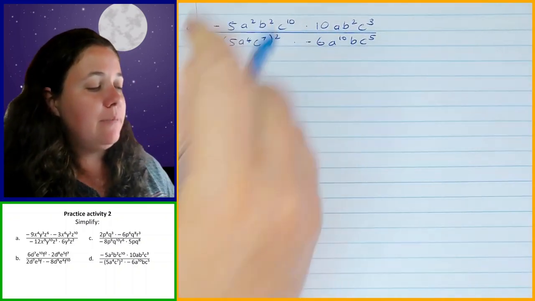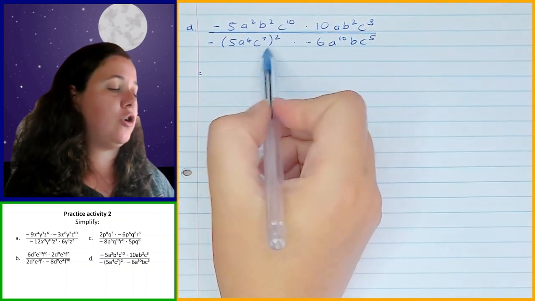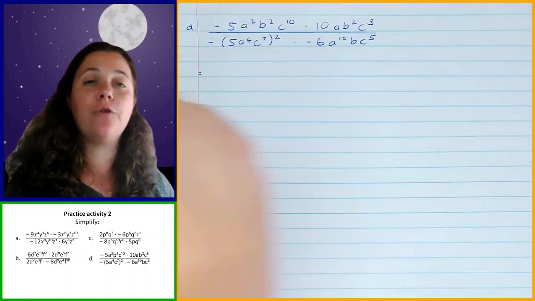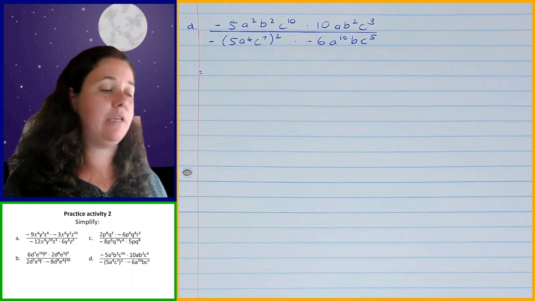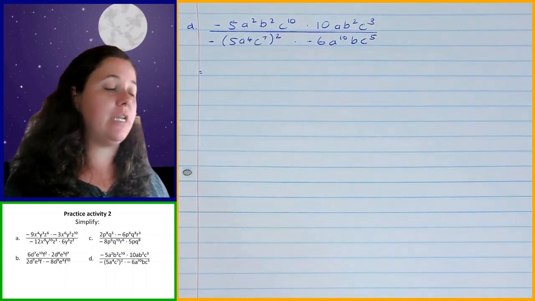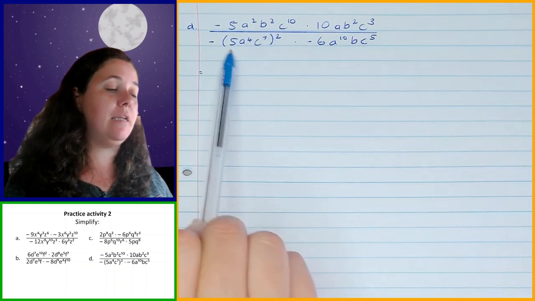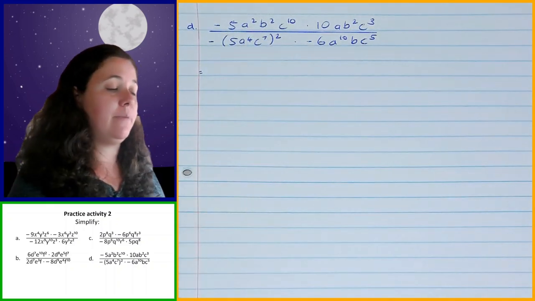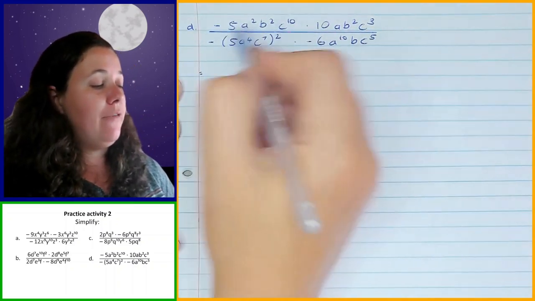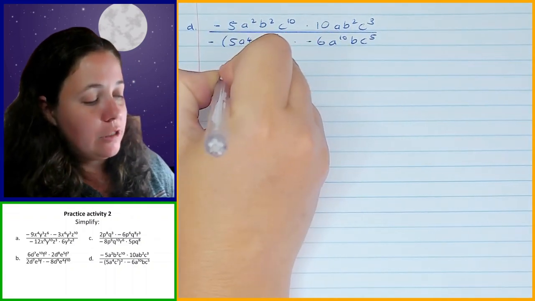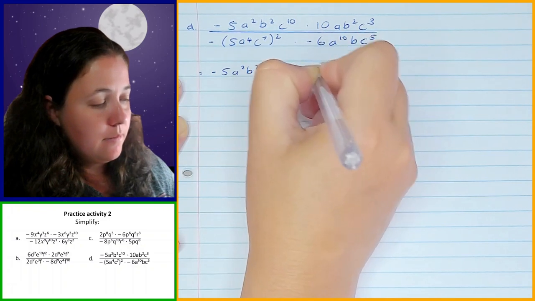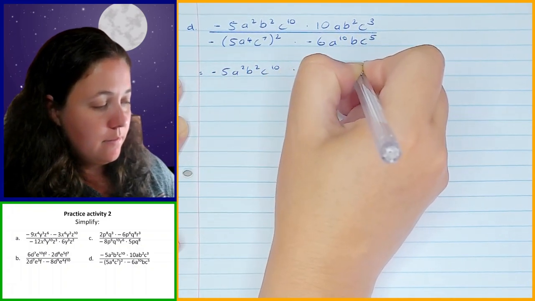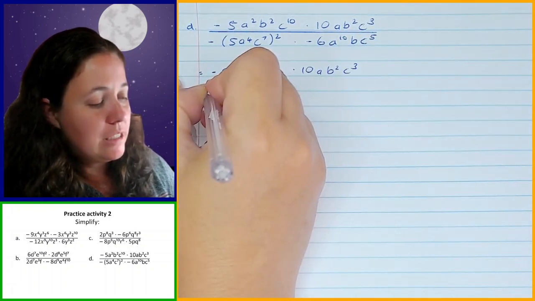Now this one is a little bit more complicated because we have got this to worry about over here. So the very first thing I'm going to do before I even think about simplifying anything with multiplication or division is I have to go and sort out that exponent, those brackets over there. Okay, so I'm going to leave everything else as it is for now. I'm just going to copy it down.